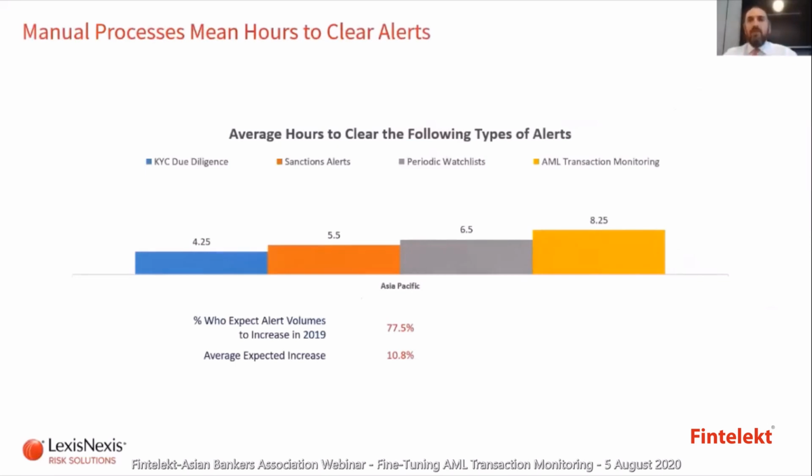Additionally, if we look at alert types and we look at the manual labor involved in those alert types, if we look at AML transaction monitoring, 8.25 hours to clear an alert. That's an incredible amount of time, on average across the region, to be spending per AML transaction monitoring alert. That's a huge amount of time.